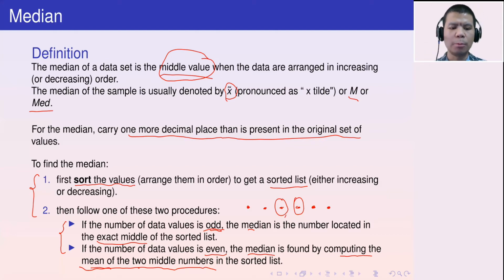So that's how we find the median. You sort the values in increasing or decreasing order, and then based on the number of data values, if it is odd, the median is the one located in the exact middle. If the number of data values is even, the median is the average of the middle 2. Okay, that is what we have.